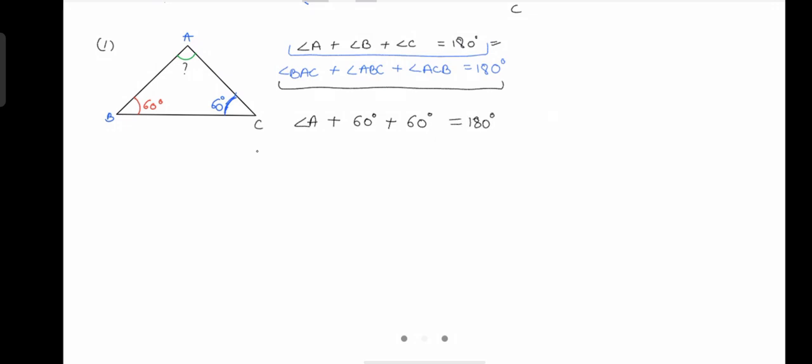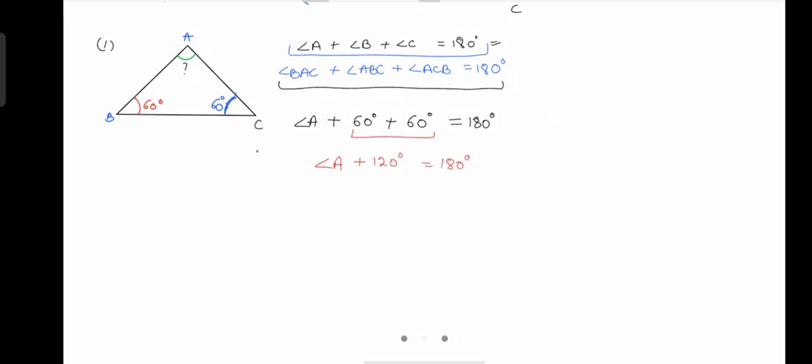Now using this, we will be finding out the value for angle A. How do we do it? First of all, we are going to add these two values. When we add up, we will write angle A is equal to 60 plus 60 is 120 degrees, which is equal to 180 degrees.